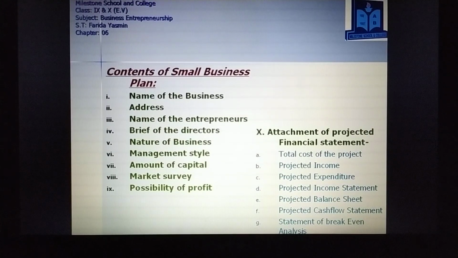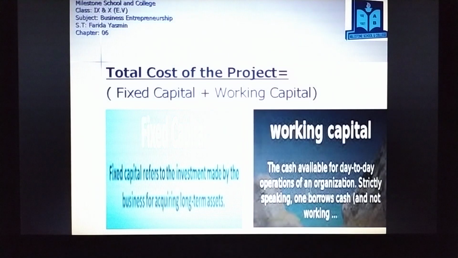So students, let's find out how we can measure the total cost of the project. Total cost of the project is equal to fixed capital plus working capital. That means in total fixed capital and working capital is known as cost of the project. Then what is fixed capital?